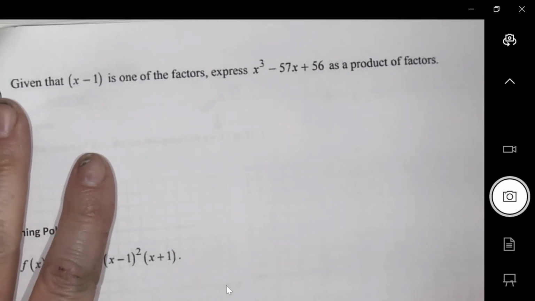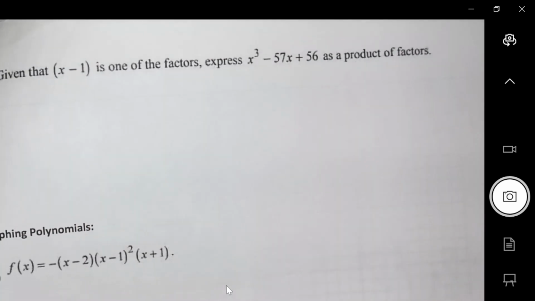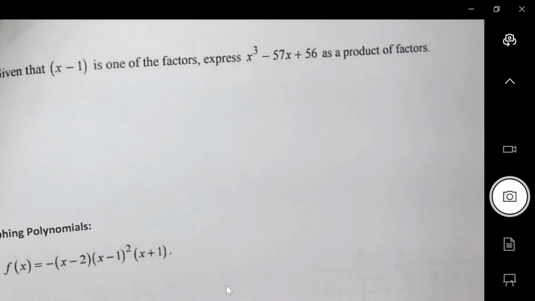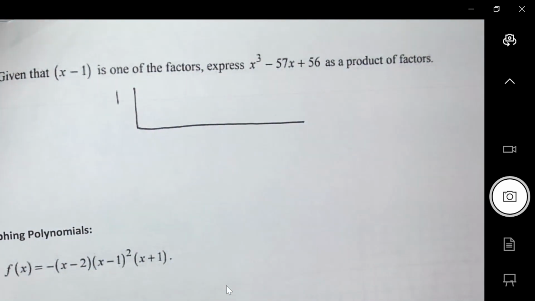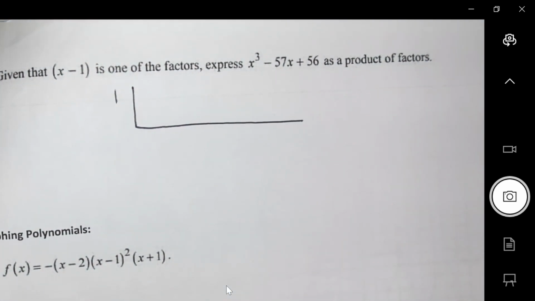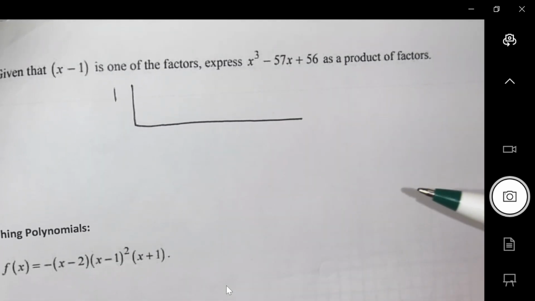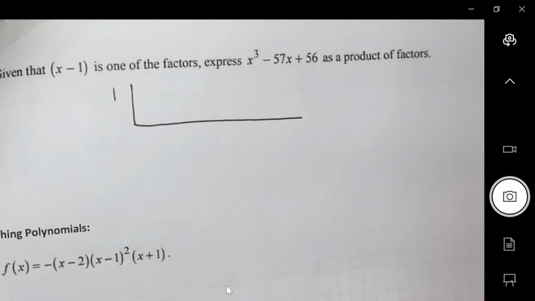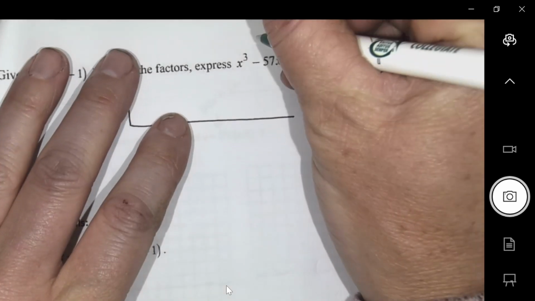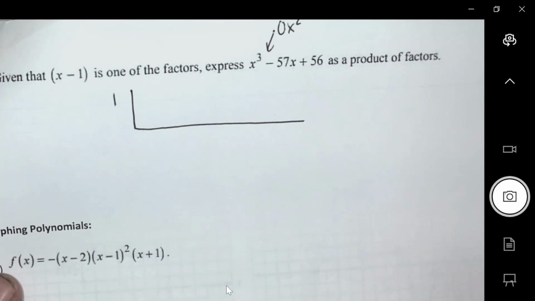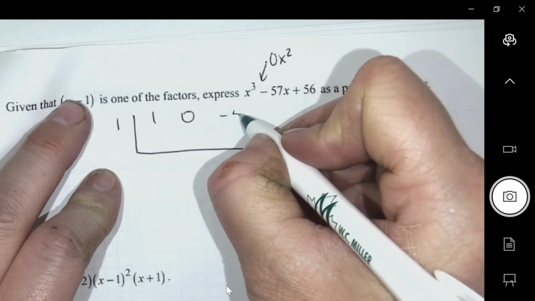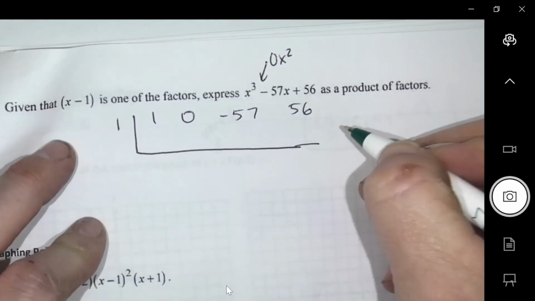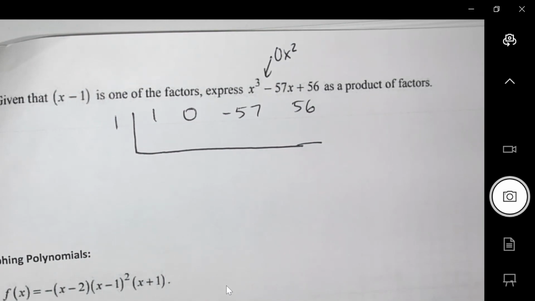Given that x minus 1 is a factor, we have to write this as a product of factors. Okay, so I'm going to put a 1 out front. Now I'm going to write these numbers. Are there any gaps? Yep. There's no x squareds, so we better put a 0 in the squared position. So 1, 0, negative 57, and 56. By the way, it should come out to 0 at the end because it told us, right?